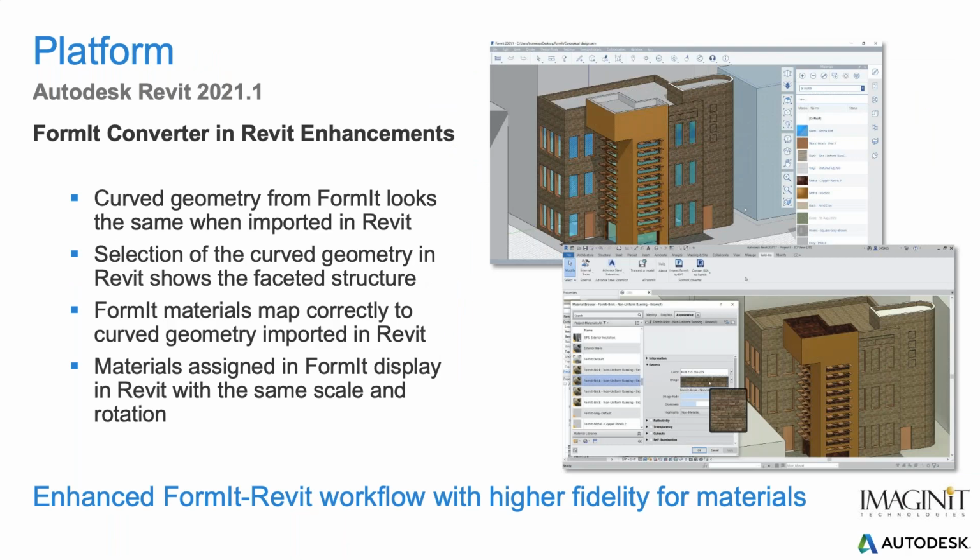For those of you who use FormIt, this is really cool. So this is FormIt Converter and Revit enhancements. FormIt offers intuitive tools to sketch mass forms, including complex curved geometry. You can then assign materials in your sketch at any desired scale or rotation.